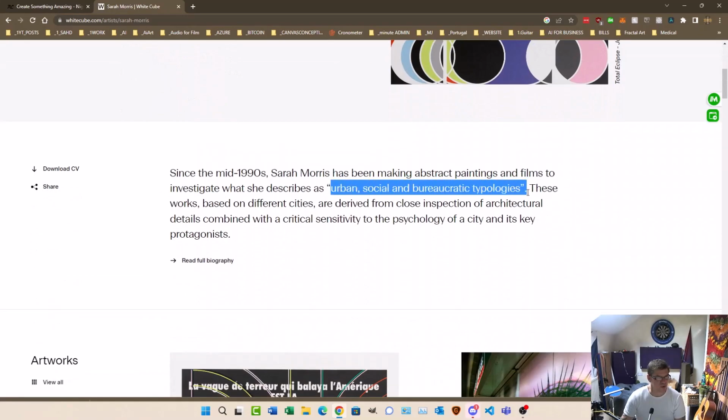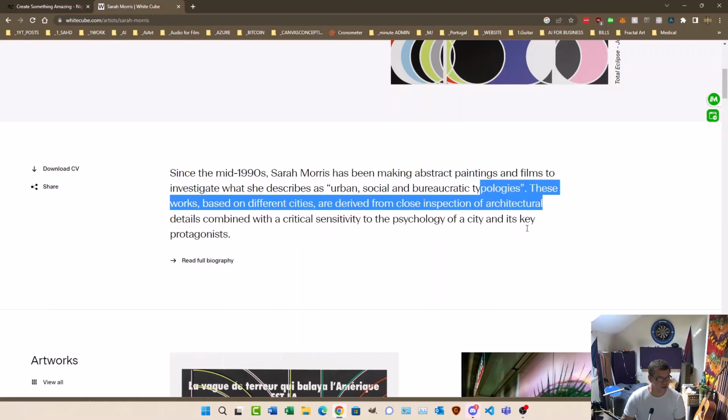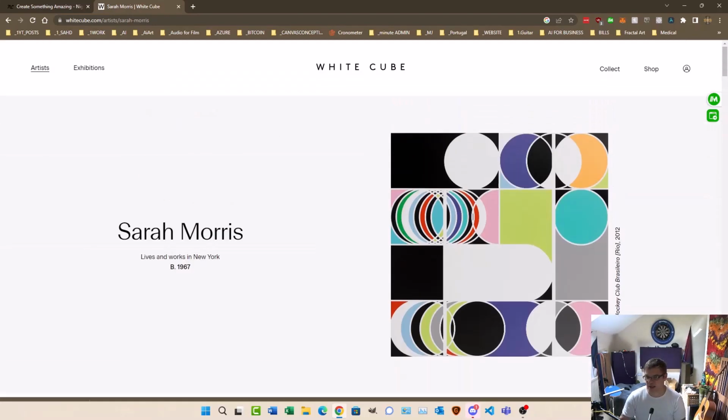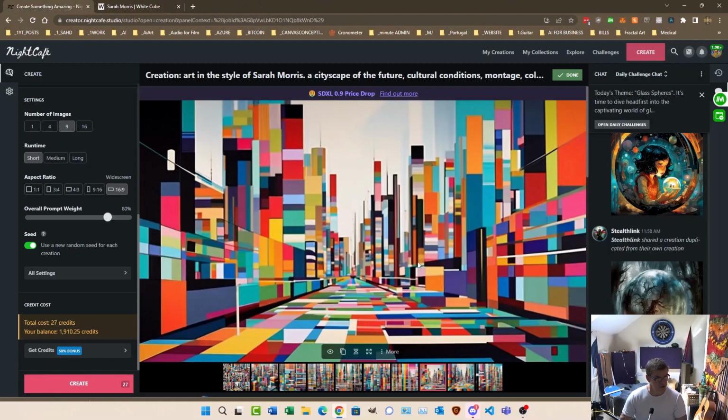Urban, social and bureaucratic typologies. Different cities. Architectural. Psychology of a city. There you go. So that's how you would do it. Anyway, that's Sarah Morris. Looks pretty good to me.